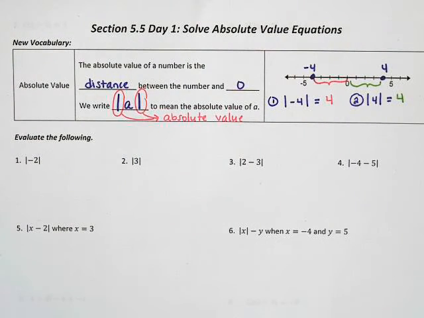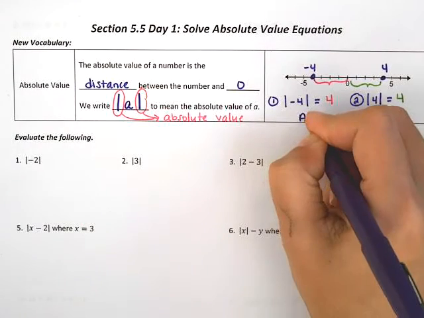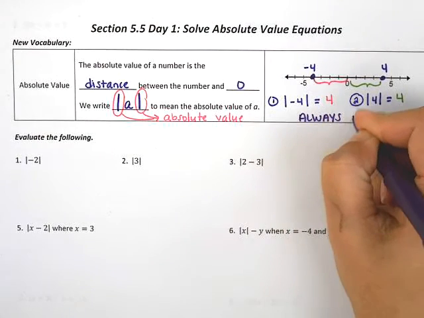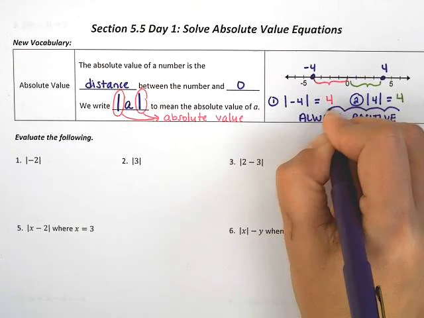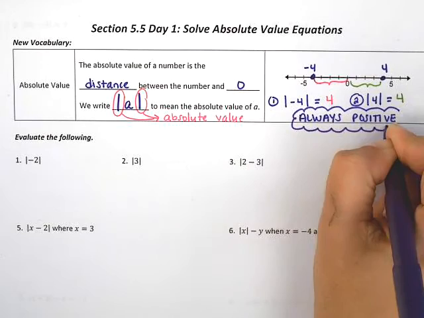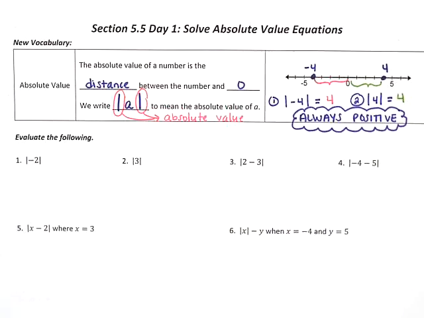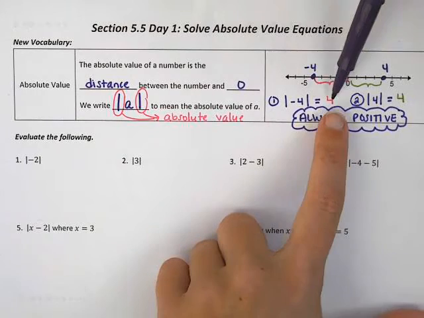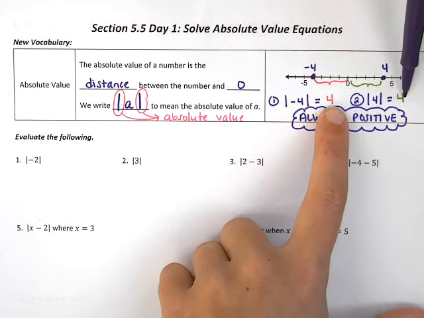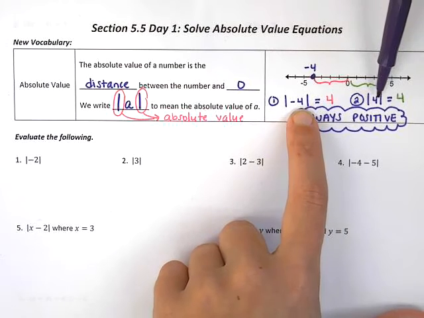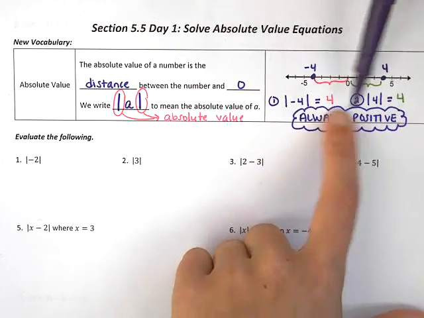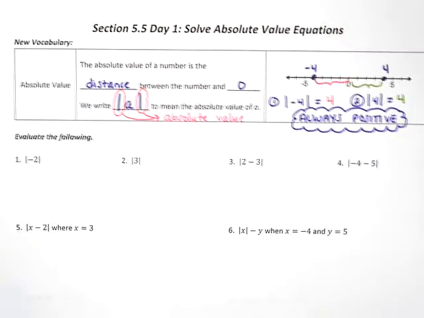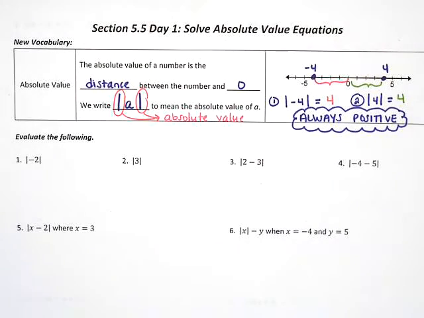So here's what we know. We know that the absolute value of a number is always a positive number. Now this is really important, that the answer here is always positive. The other thing that's really important is that no matter what the answer is, like if the answer was 4, the number that was inside of the absolute value could have been a negative number or a positive number. They both give you the same answer. Now, why are we talking about this? Well, let's practice evaluating some problems.